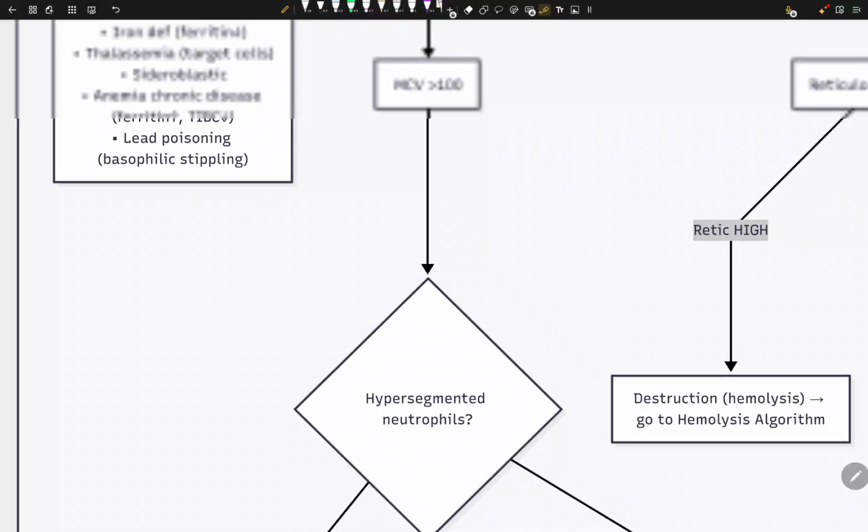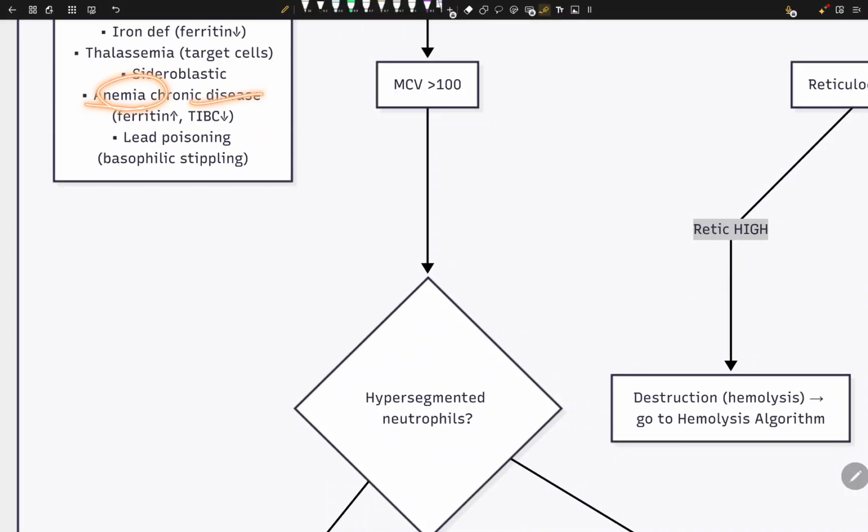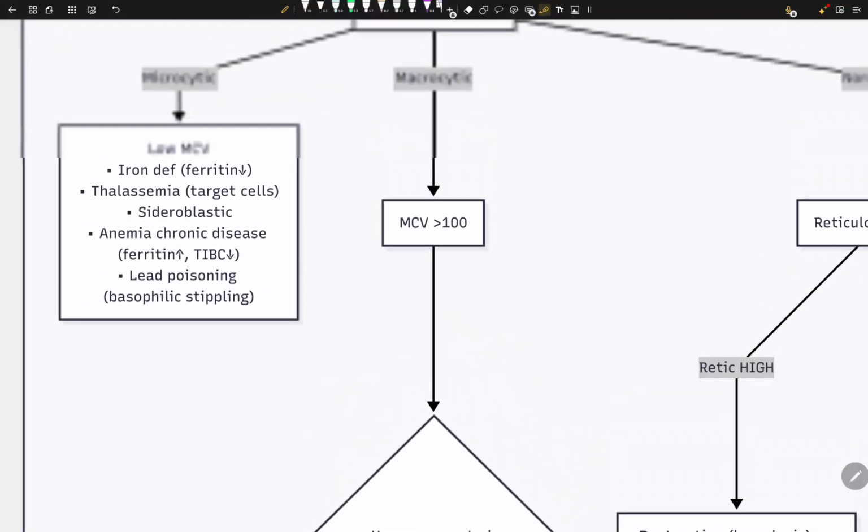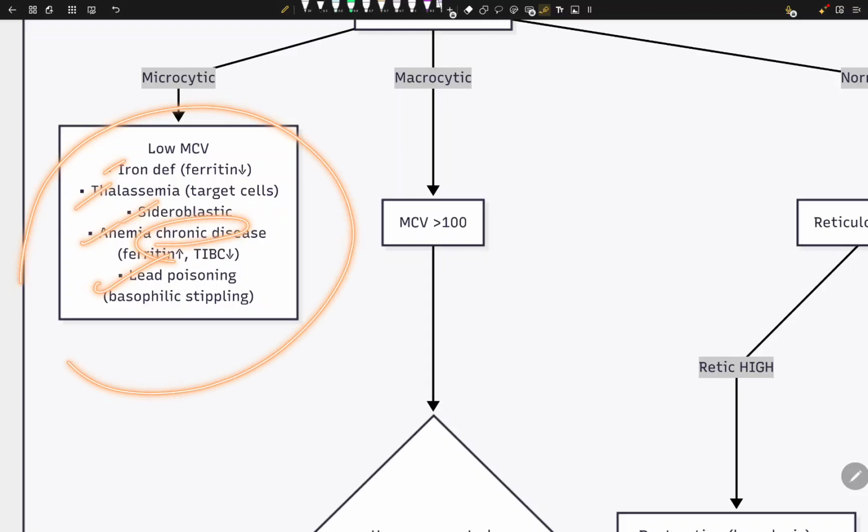Okay, I'm not going to go much into them. So anemia of chronic disease we can have in microcytic anemia. Okay, we have lead poisoning, also microcytic anemia. So iron deficiency, thalassemia, sideroblastic anemia, anemia of chronic disease, lead poisoning. We are thinking about iron here. The most overall idea is about iron.